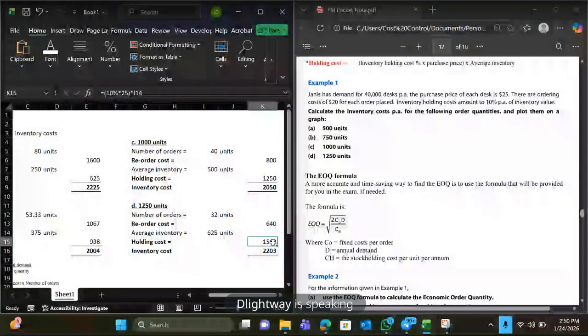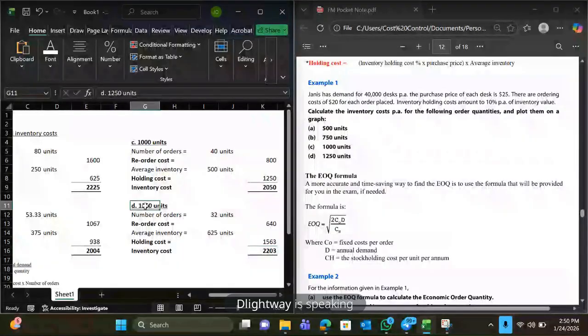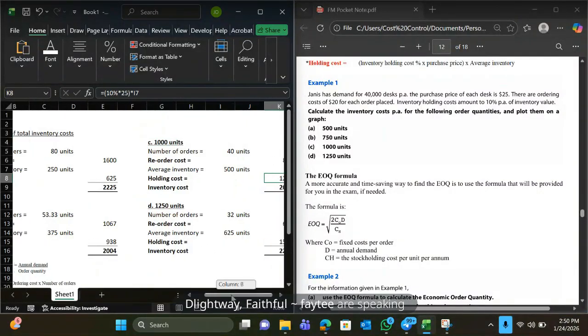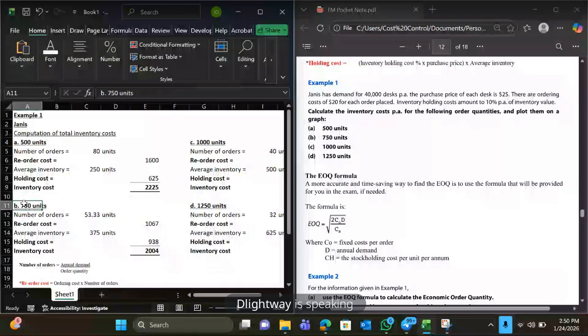If you see, for 1,250 units, we incur the cost of 1,563. But when the inventory we ordered, the order quantity, reduced to 1,000, the holding cost reduced to 1,250. When we made an order quantity of 750, it reduced to 938. When we made an order quantity of 500, it reduced to 625. Is it clear now? I hope I'm not confusing us anymore.